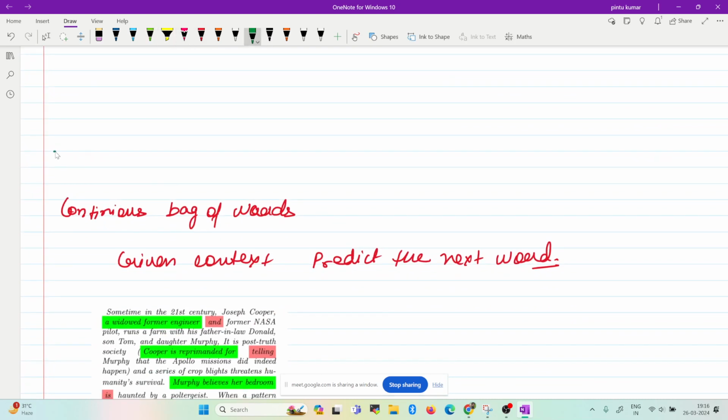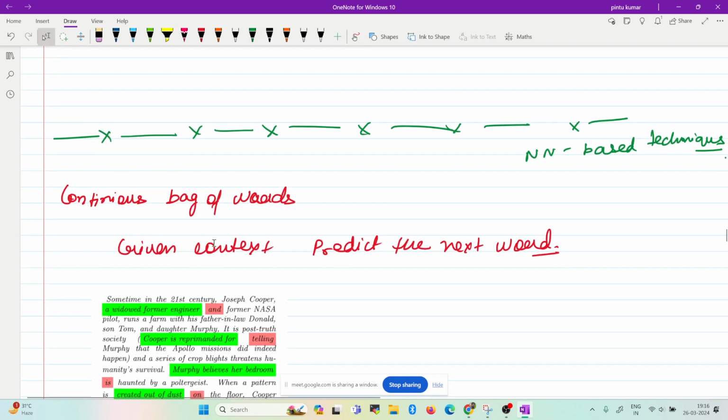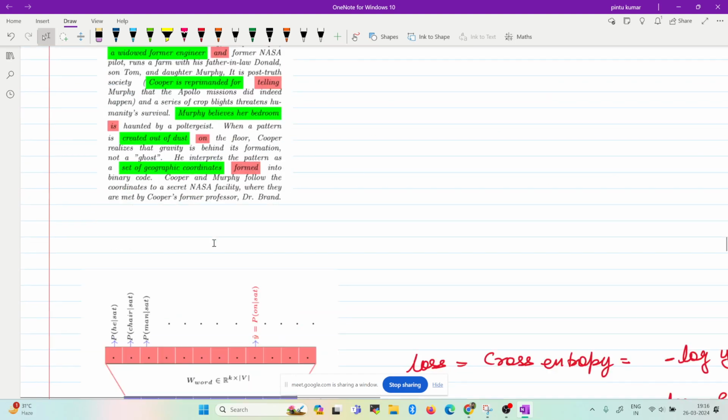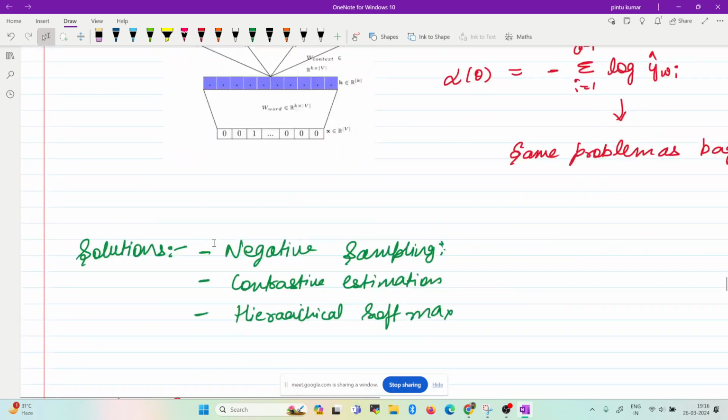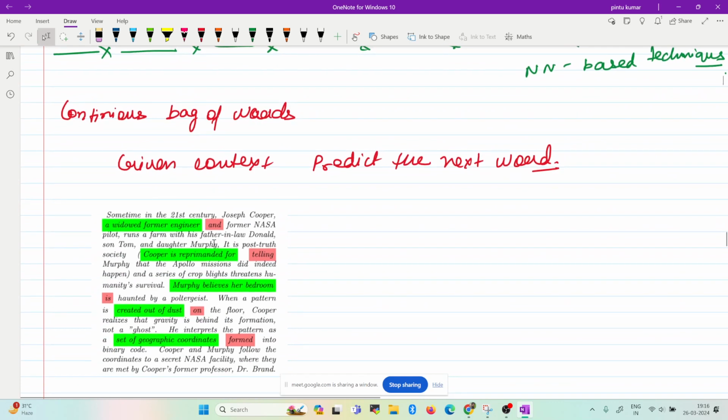Till now we have just covered some classic NLP techniques to find word representation. Now we will move to neural network based techniques to find word representations. Before we go there, any doubt in this? Today we have a lot more content to cover, so I'm not stopping a lot. If you have any doubt, please unmute yourself and ask.